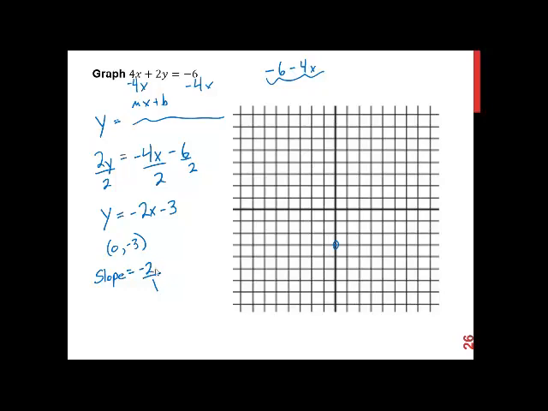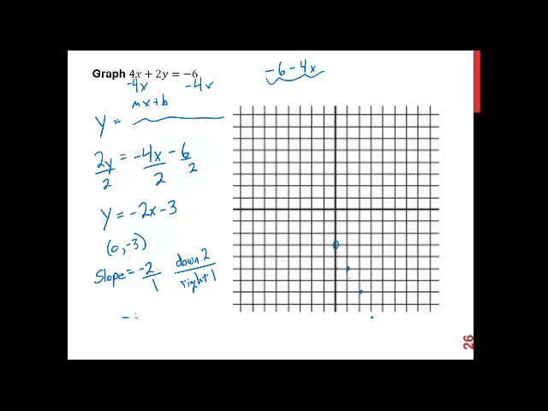So that means that for every -2 that we go up, well, -2 going up just means going down 2. For every 2 we go down, we're going to go right, because right is positive. We're going to go right 1. So down 2 over 1. Down 2 over 1. We could just do that as many times as we want.